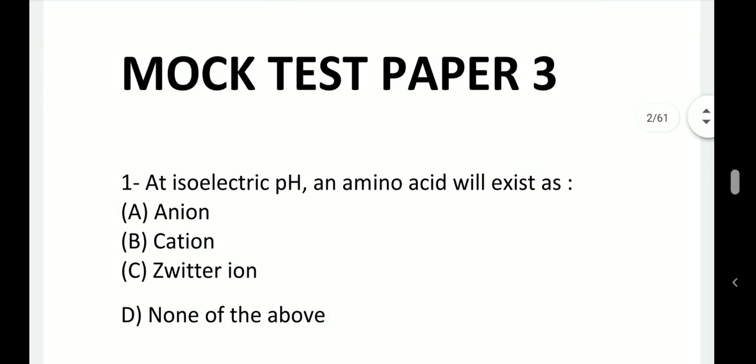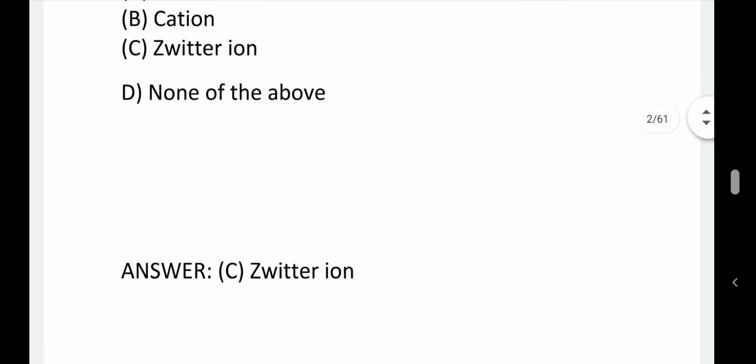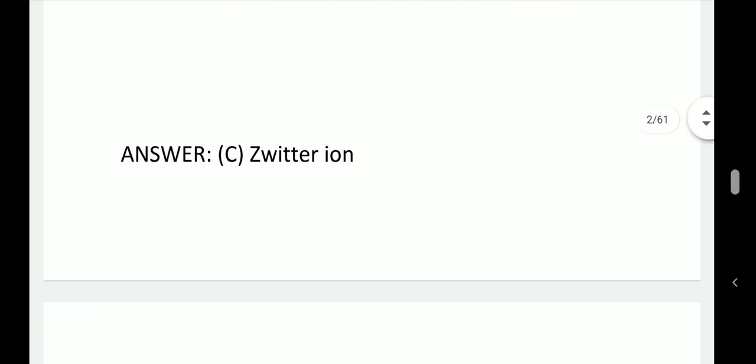Mock test paper 3. Question number 1. At isoelectric pH, an amino acid will exist as option A anion, option B cation, option C beta ion, option D none of the above. And it is your time to select the answer. Answer is option C, beta ion.